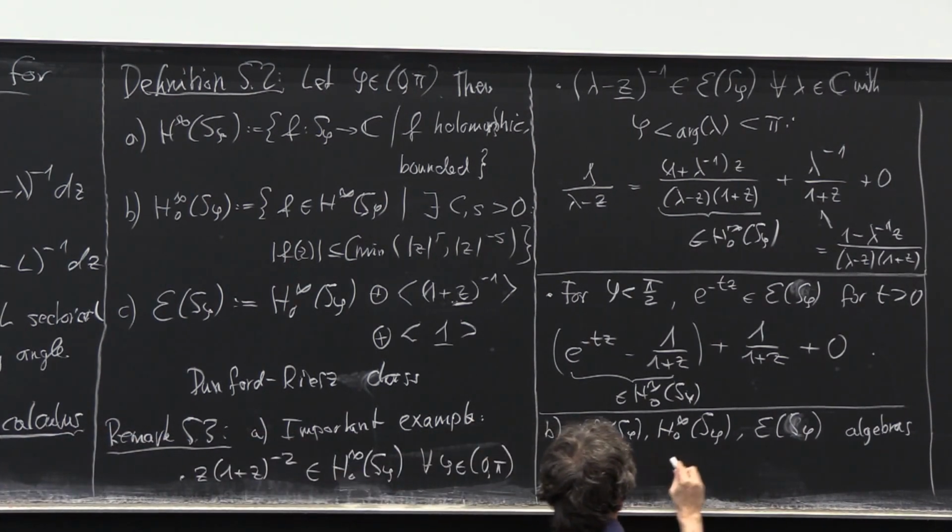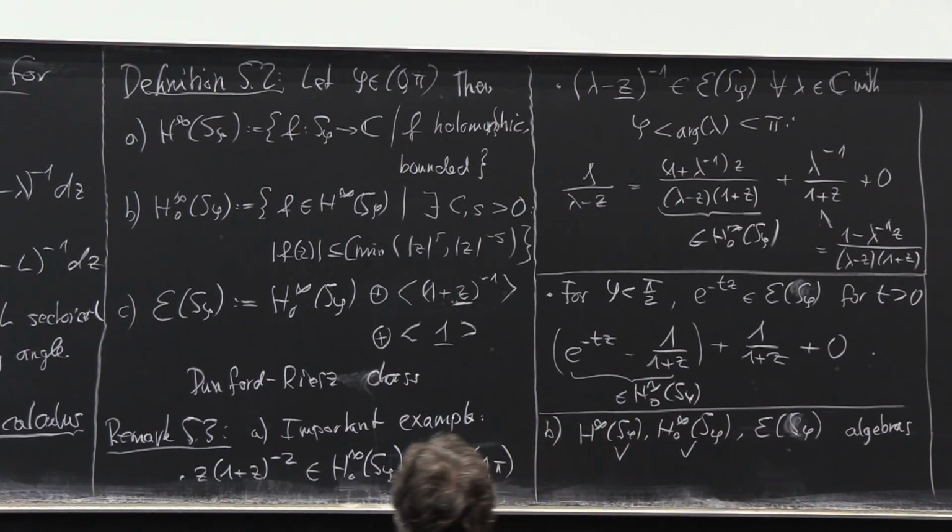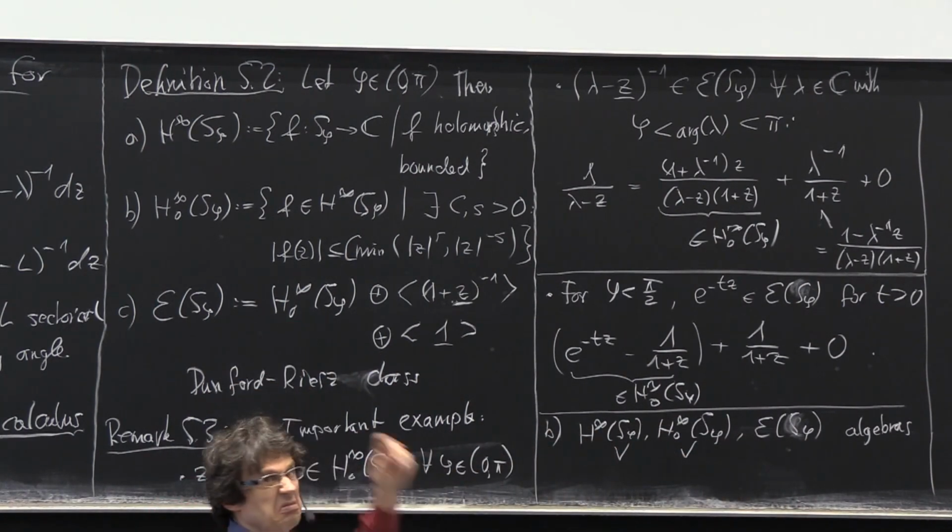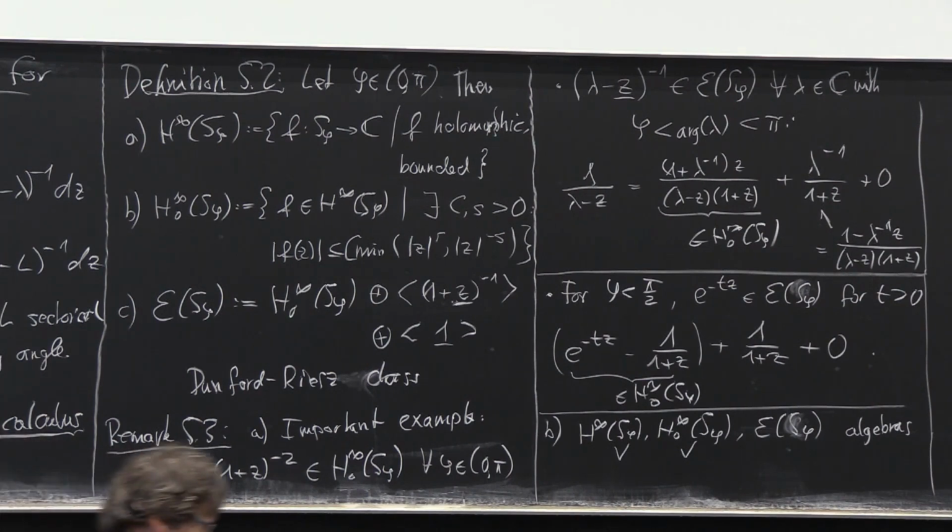What is not so obvious is for the Dunford-Rees class, because we have this weird sum here, and so what happens if you multiply two of these sums? Oh no. So let's check that.